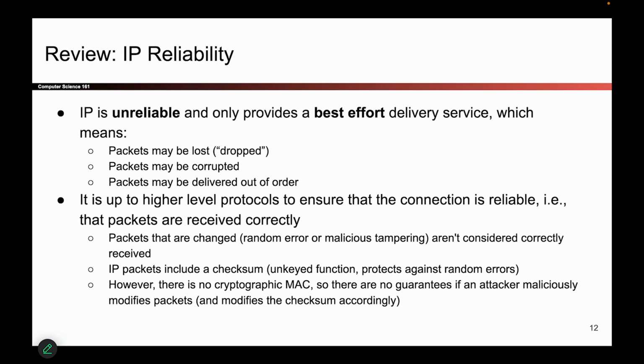So we will use IP as a building block. We'll automatically assume that there's already global connectivity, and we'll use that as a building block to try and design something that does provide reliability. So we're going to try and solve random errors and packet corruption, and we'll also try to solve packets being dropped or received out of order. So this is the goal when we're designing TCP.